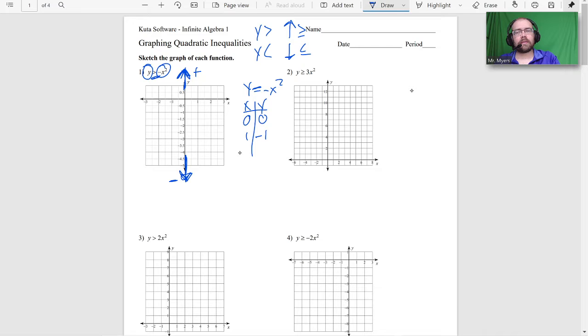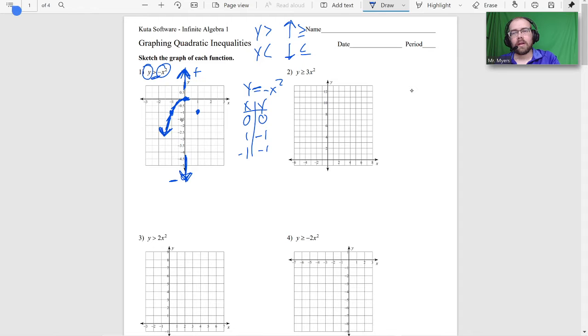What about negative 1? Negative 1 squared, so we're ignoring the negative out front, would be positive 1. Then you add the negative out front, still negative 1. So it looks like this: 0, 0, negative 1, negative 1, and 1, negative 1. So it's going to do this curvy thing.